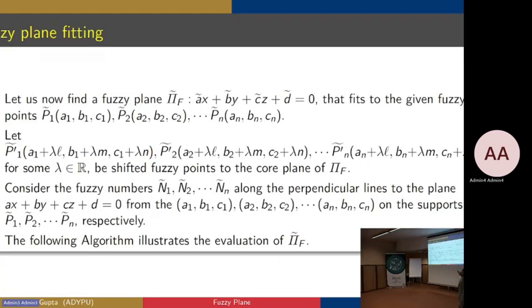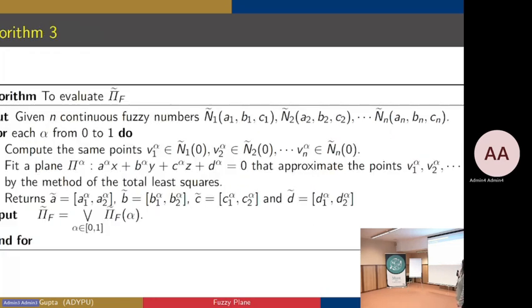So what will be the fuzzy plane fitting? Let us now find a fuzzy plane that fits the given fuzzy points. Suppose that there are n fuzzy points, and let p1', p2', ..., pn' be the shifted fuzzy points, which are on the core plane of the fuzzy plane. Now find n fuzzy numbers along the perpendicular lines, which are perpendicular to the plane ax + by + cz + d. And this is the following algorithm which can evaluate the fitted fuzzy plane.